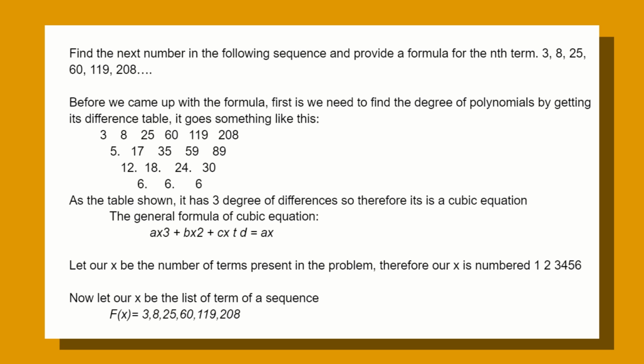So 12 minus 18 equals 6. 18 minus 24 equals 6. 24 minus 30 equals 6. As the table shows, it has 3 degrees of differences. So therefore, it's a cubic equation.